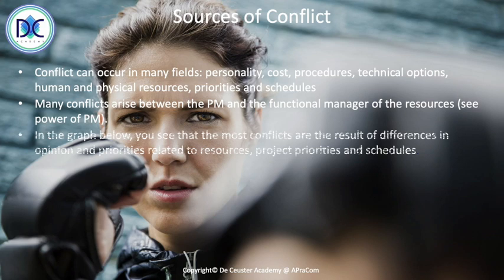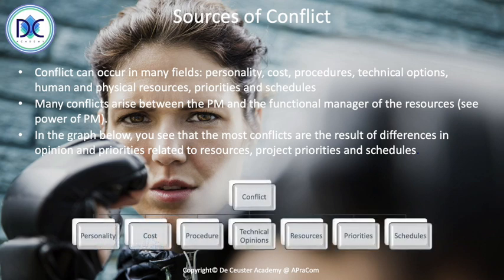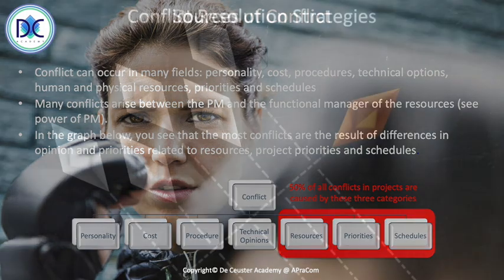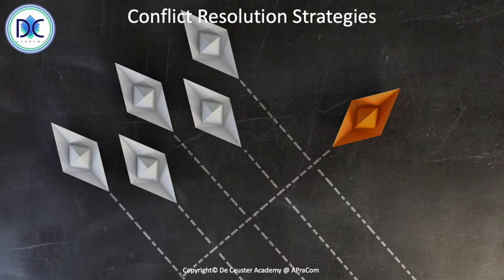We have a small graph to show what are the different sources of conflicts that we can identify. And we see personality, cost, procedure, technical options, resources, priorities, and schedules. And basically we can say that 50% of all conflicts in projects are caused by the 3 categories: resources, priorities, and schedules.